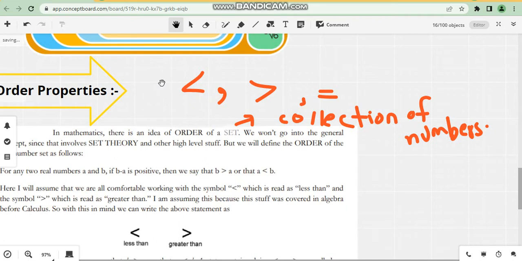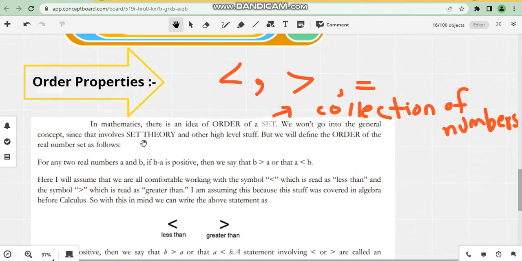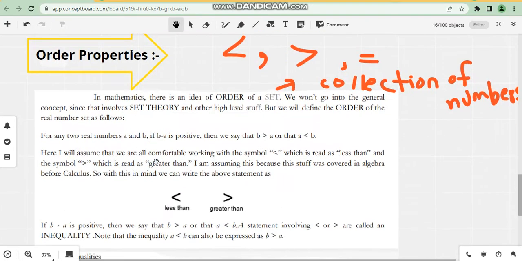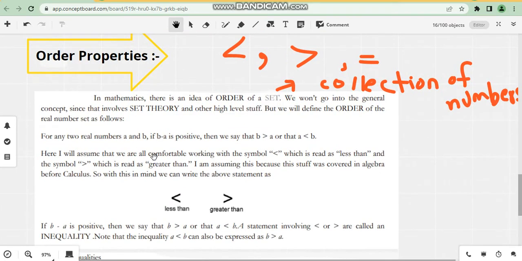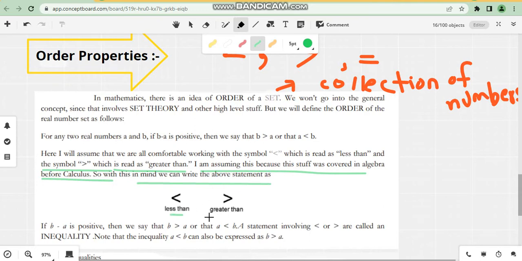We will not go into the general conceptions that involve set theory and other high level stuff, but we will define the order of the real number set as follows. Like how you can compare numbers, how you can compare a variable with another variable. So here a and b, it's an unknown number, it's a variable. Here I will assume that we are all comfortable working with the symbol less than. This is the less than sign, which is read as less than, and the symbol that's more than, greater than. I'm assuming this because the stuff is covered in algebra before calculus. So with this in mind, we can write the above statement as less than or greater than.